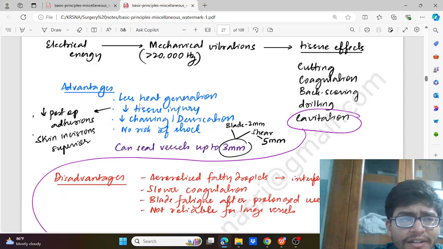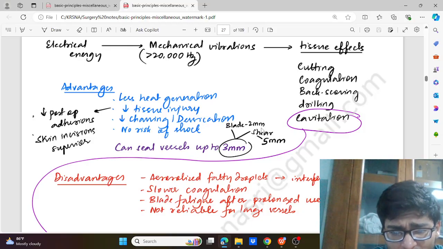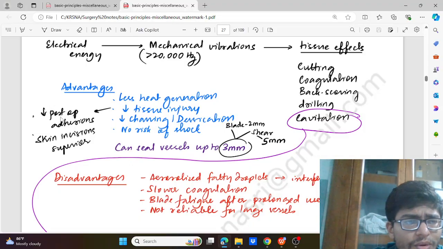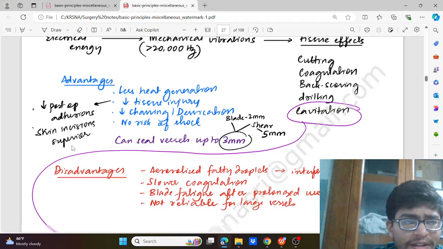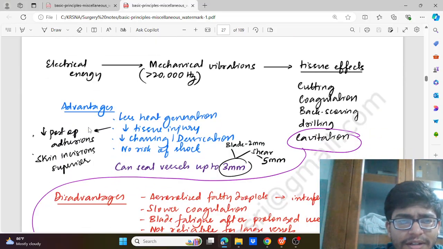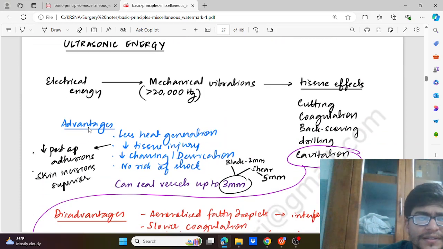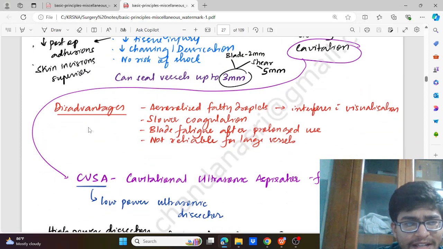So the advantage here is less heat generation, as we have seen it is around 80 degrees Celsius. So less tissue injury, less charring, less desiccation, less risk of shock, rather no risk of shock. It can seal vessels up to 5 mm, that is 3 to 5 mm, blades through 2 mm and shear 5 mm. So here there is less chance of post-op adhesion and skin incision is superior in ultrasonic devices. That is the harmonic, as we have known.